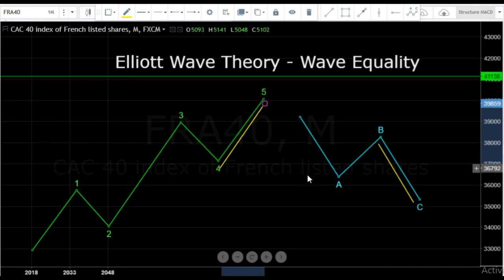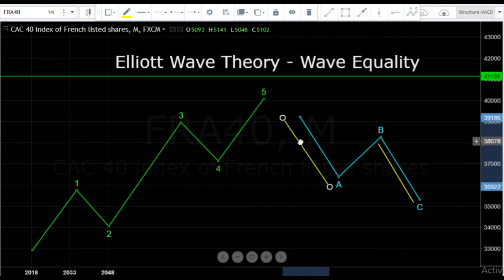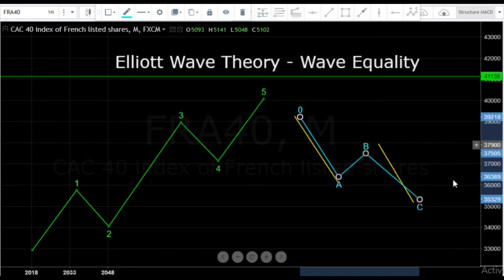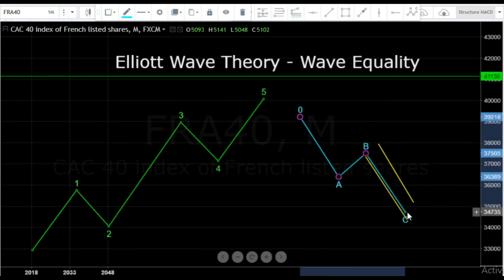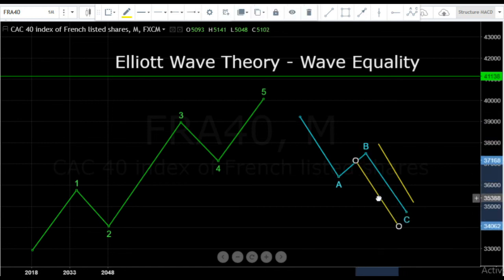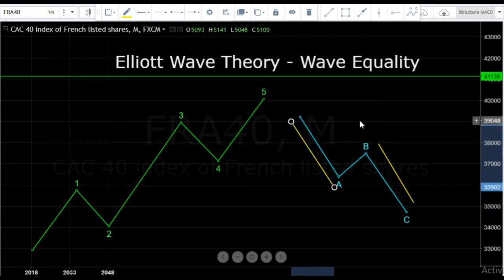And in a similar fashion, when we have a zigzag coming down, or any correction in actual fact, we often have wave equality. So we have our A coming down, we have our B, which perhaps will only be that size, and then we have our C wave, which will be a similar amplitude as our A wave. And that's Elliott's wave equality.